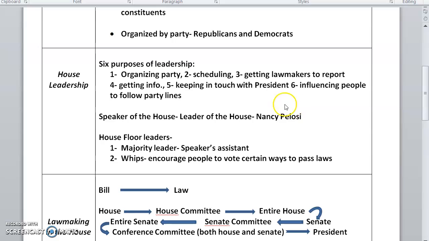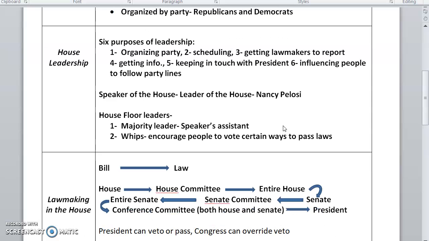But Nancy Pelosi has been there a while. She's actually in our government books. There's a picture of her. She's much younger in that picture, but that's all right. She's been in the House for a very long time, and she has been Speaker of the House for quite a while as well. She has done some very cool things, but yeah, she does not get along with the president at all right now.